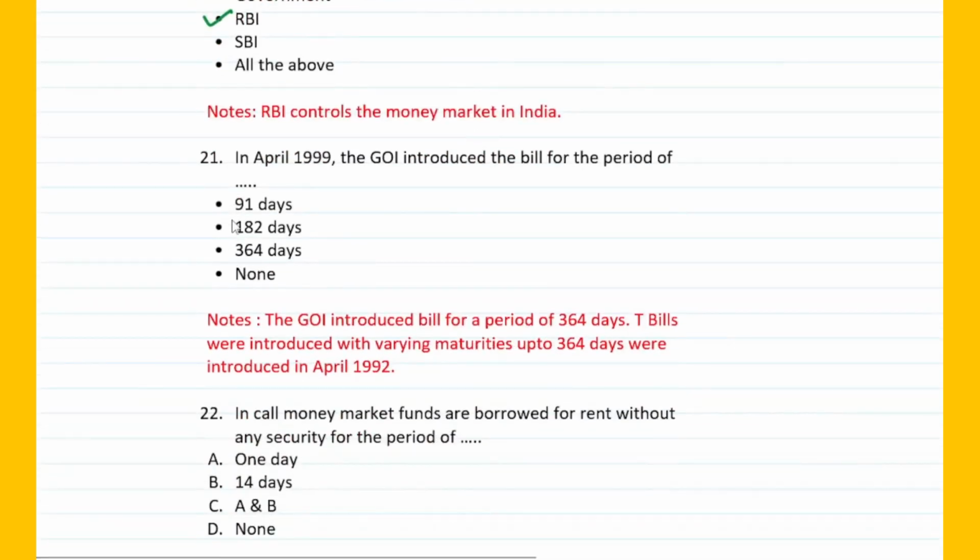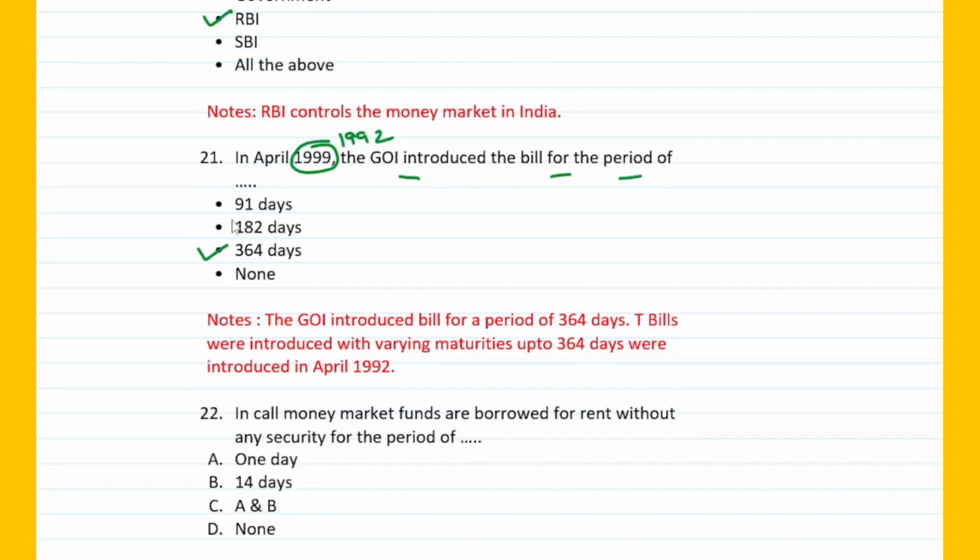Question says, in April 1999 the government of India introduced the bill for a period of 91 days, 182 days, 364 days, and none. See, if you look at the chapter and the other reference material also, this should not be 1999 as given in your book. It should be 1992, because that's the period when the government of India actually introduced the bill, which was for the period of 364 days. Although it says 1999, I'm not very sure. I tried to search, I didn't find anywhere reference to 1999.